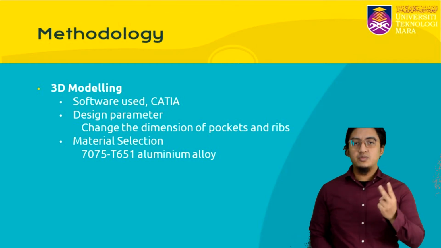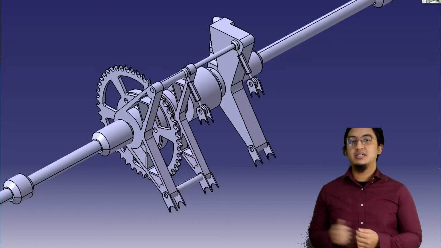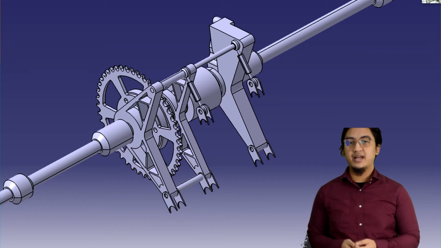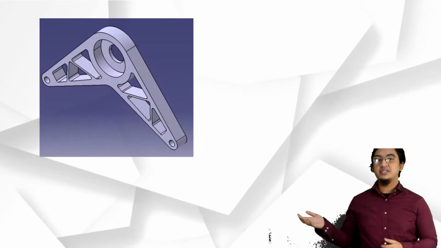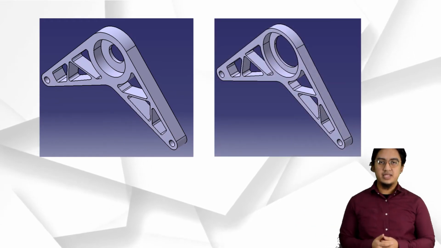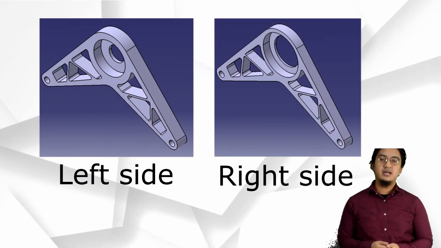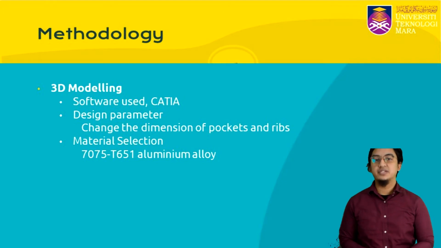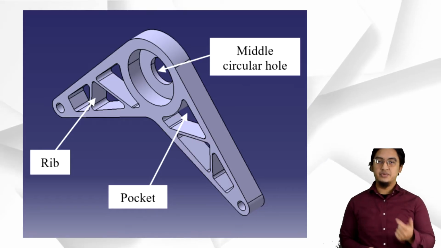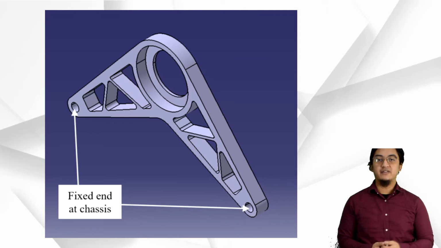There are two mountings that hold the differential, the left side and the right side, and the sprocket is at the center of the mounting. This is the previous design of the differential mounting, left and right side. The parameters that were changed for this design are the pockets, the ribs, and an additional bar at the fixed end.